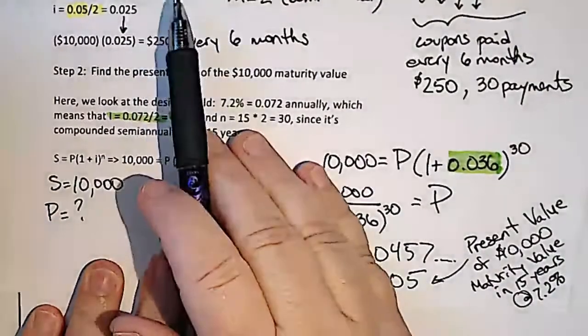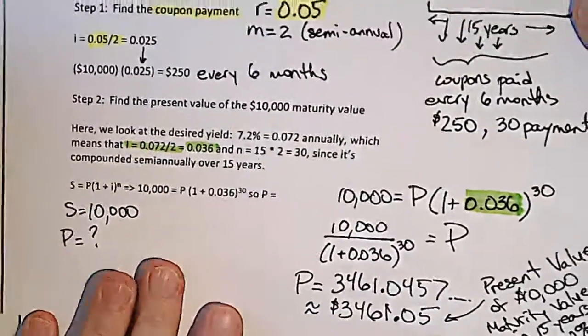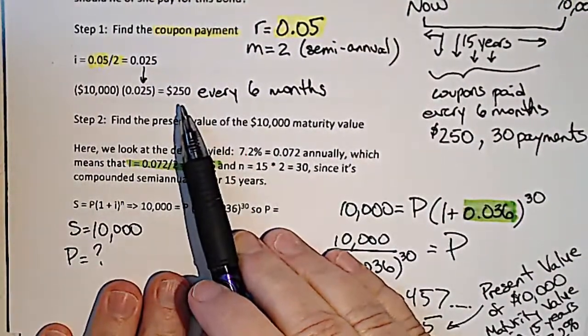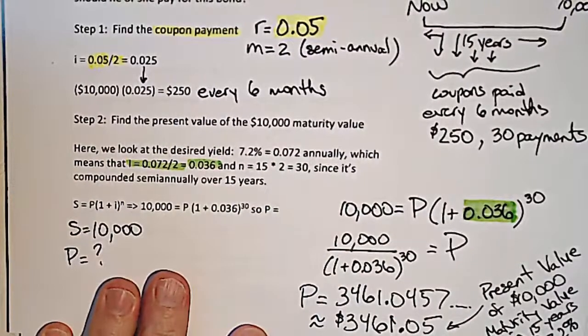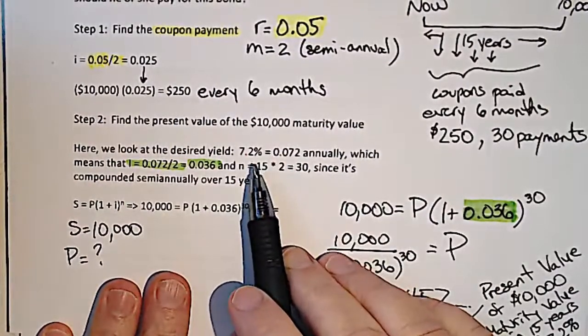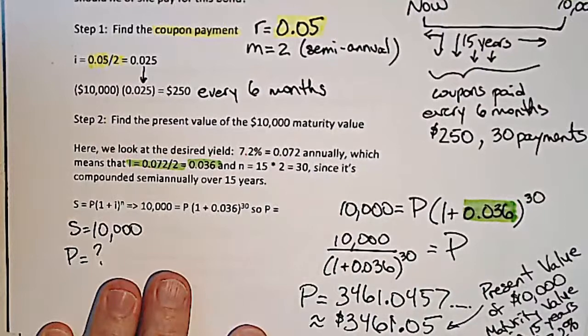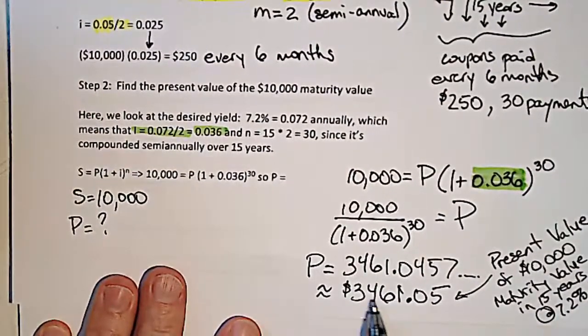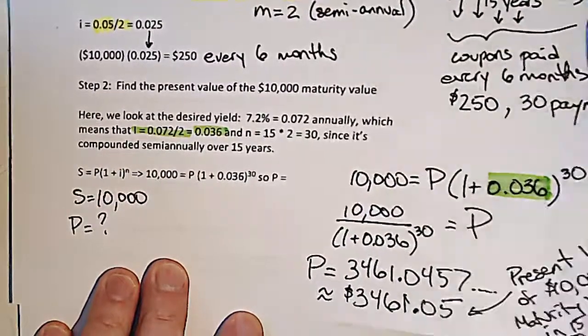We figured out that there are going to be coupon payments every 6 months worth $250. We also figured out that it's 7.2% interest or yield. We were expecting to spend about $3,500 right there, down at the bottom, just for the right to get $10,000 in 15 years.